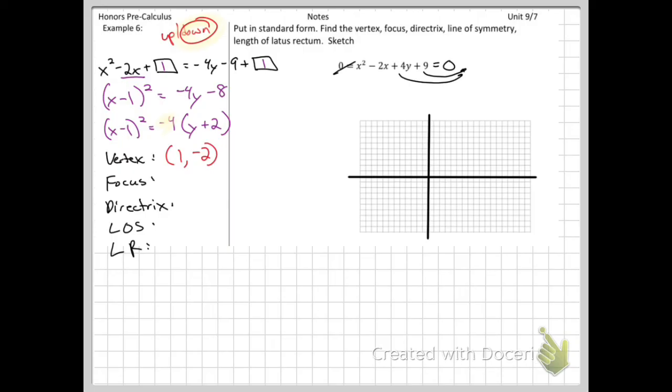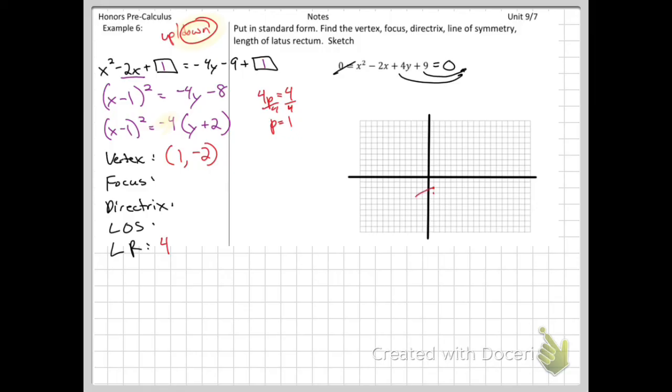My vertex is 1, negative 2. Okay. Remember, 4p equals positive the number, because the LR, and that's actually the answer to LR, is a positive length, so it's 4. But divide to get p. P is going to be 1. So from my vertex, we decided this is going down. So I'm going to go down 1 from my vertex. That's going to be inside.